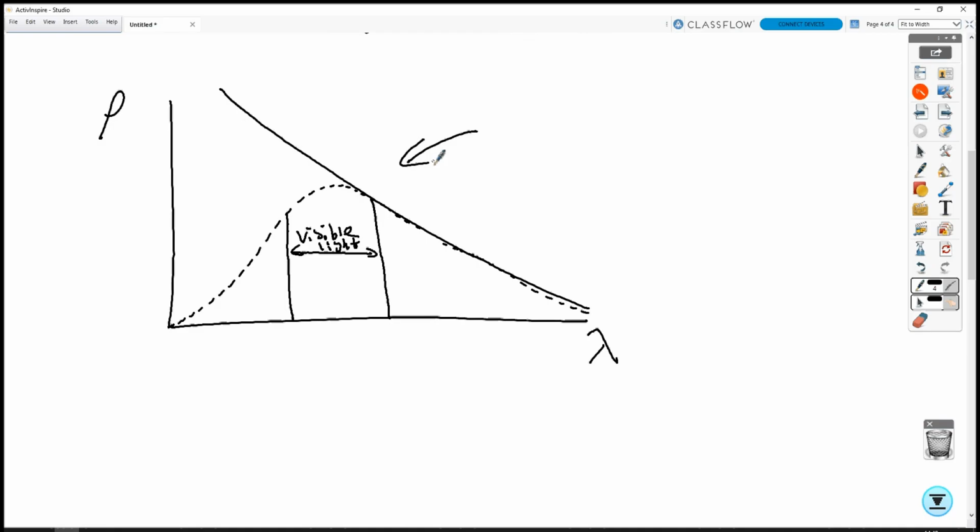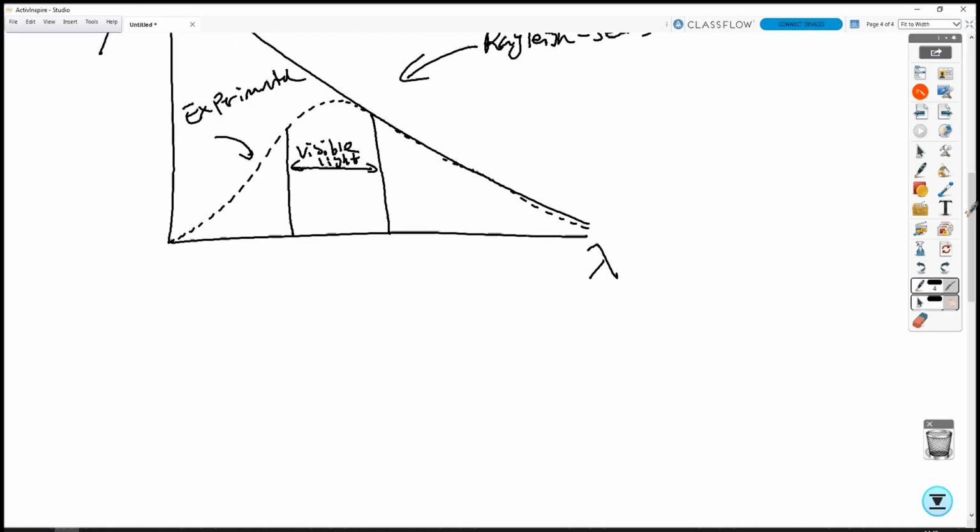So the dotted line, this is the Rayleigh-Jeans approximation, and the dotted is experimental. However, if you look at very long wavelengths, the experimental and Rayleigh-Jeans agreed with each other. Only at short wavelengths did they not.